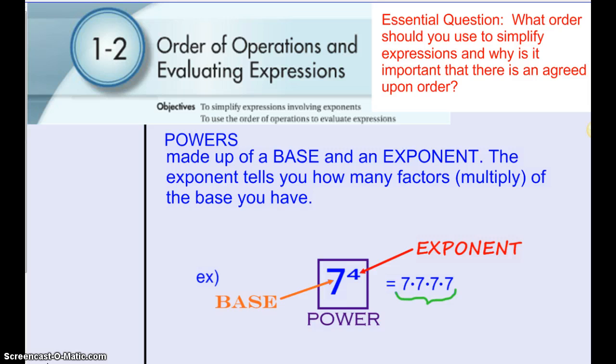So your job right now is to take some notes. You should be kind of putting it in that Cornell style. Up on the top, I would like you to write down your essential question for the day, and we will answer that tomorrow when you come to class. What order should you use to simplify expressions? And why is it important that there is an agreed upon order?